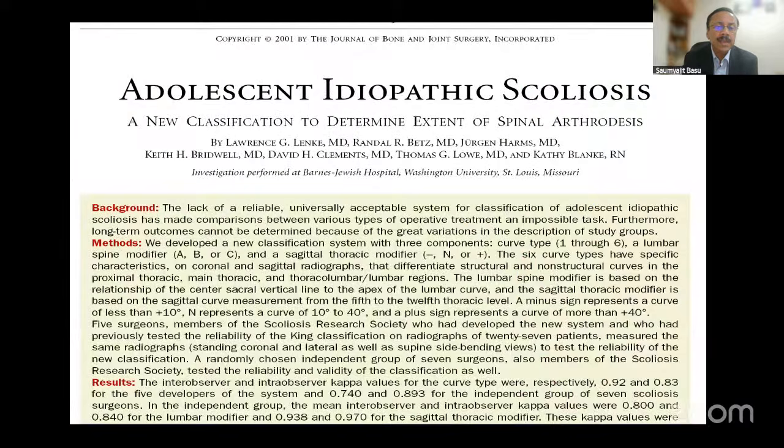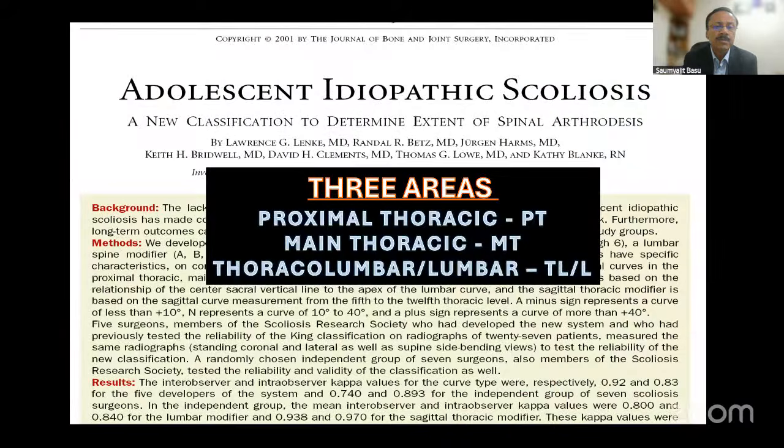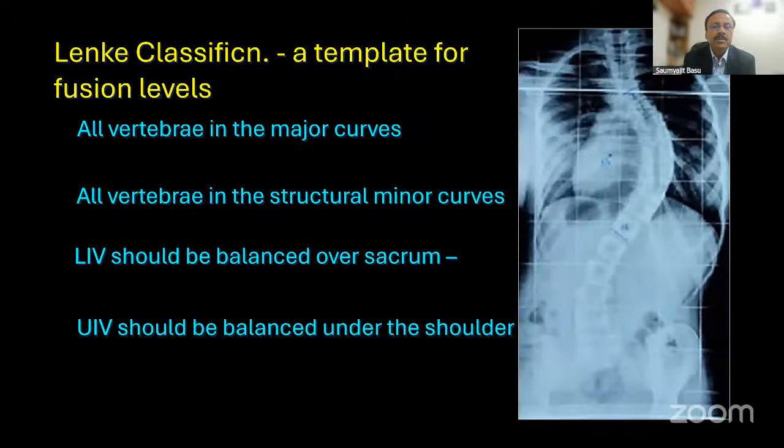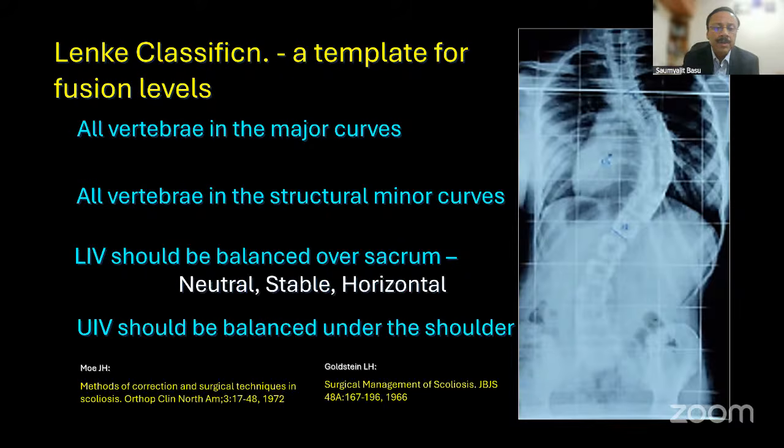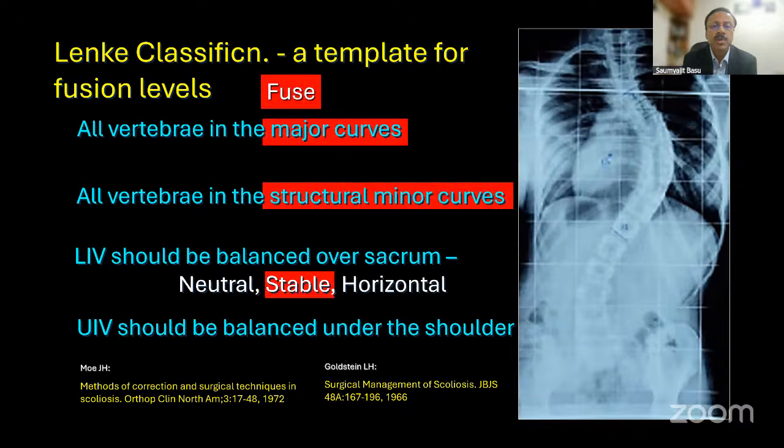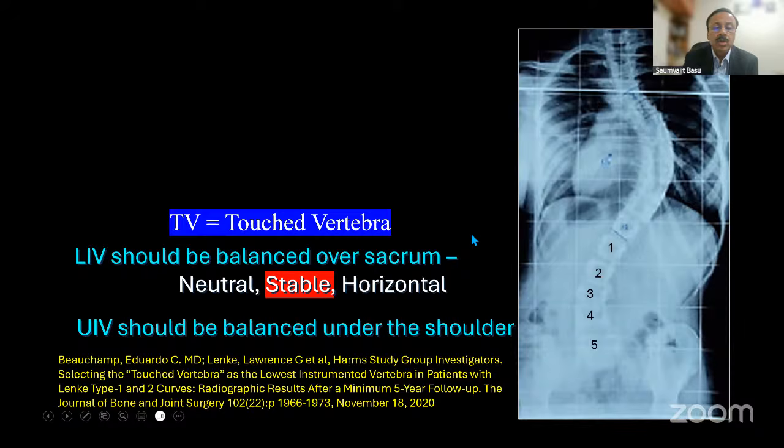Now we know that AIS has two types of curves, and if you look at the Lenke classification as a template for fusion levels, we need to understand that all LIV should be balanced over the sacrum. Now, if it is balanced over the sacrum, it can be a neutral, stable, or a horizontal vertebra. The concept is to fuse all major curves, all structural minor curves, and the LIV should be balanced, that means stable over the sacrum.